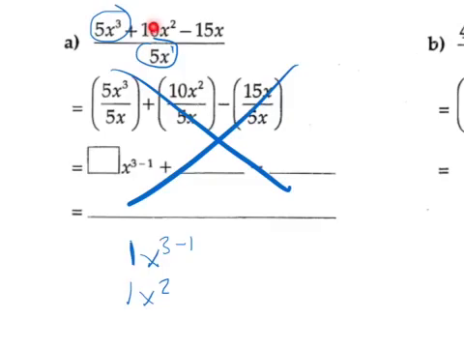The next thing I've got to do is go positive 10 divided by 5, and I get positive 2. But remember, I'm also going to have to do x squared divided by x1. So I'm also going to have subtraction here, so it's going to be x to the power of 1.